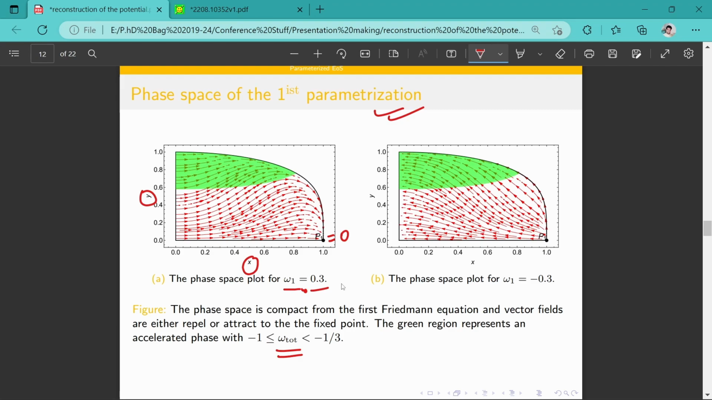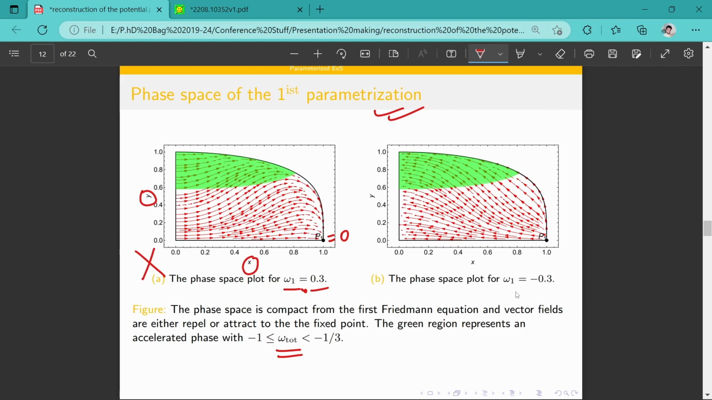Okay, so if I set omega 1 to be positive, what I have found is that all the vector fields originating from some x0 and y0 are basically attracted towards P1, which shows that P1 is now a stable point, but it shows the non-accelerating kind of characteristic. Therefore it cannot be physically observed, because our universe is accelerating, not going towards the matter dominated epoch. So this is physically not possible.